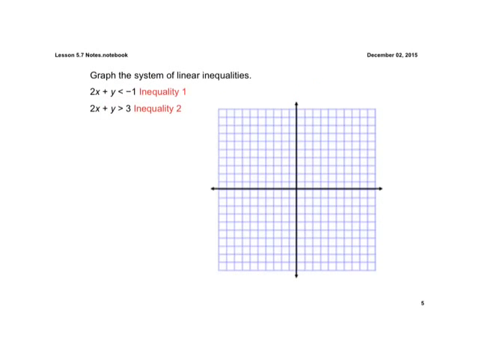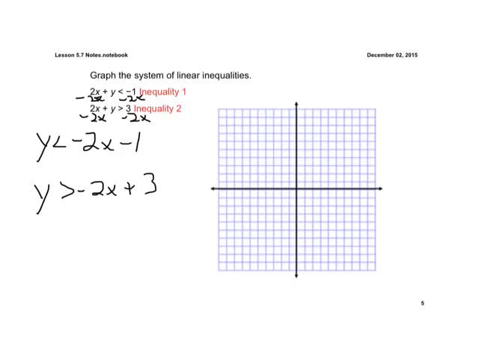Okay, let's try another one. We can't graph these right away. We need to get y by itself. We need it in slope-intercept form. So let's go ahead and move our 2x over on both of them. Subtract our 2x. Subtract our 2x. So what we have left is y is less than, let's write our negative 2x first, minus 1. Do the same thing on the second one. Subtract 2x to get y by itself. So y is going to be greater than negative 2x plus 3.